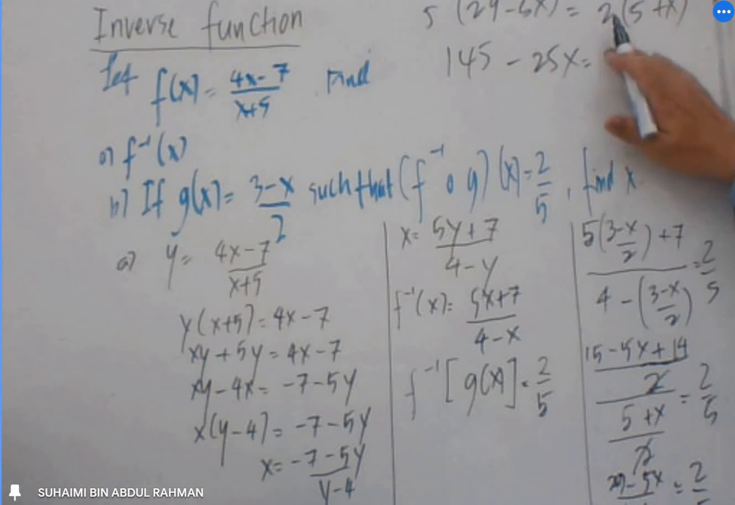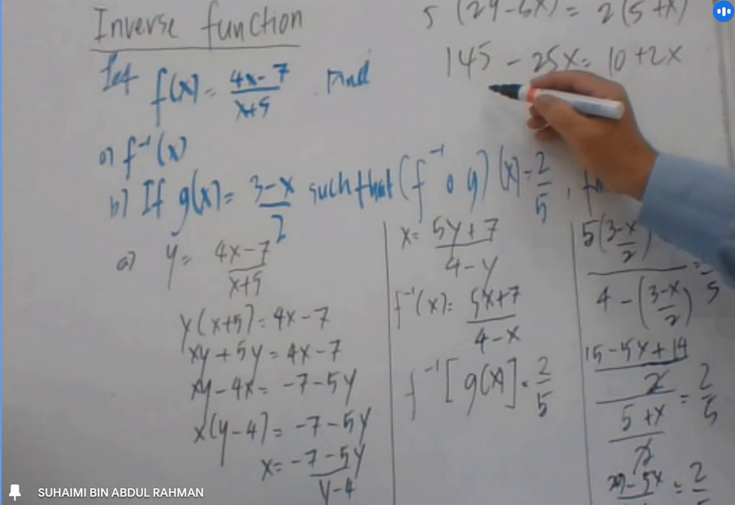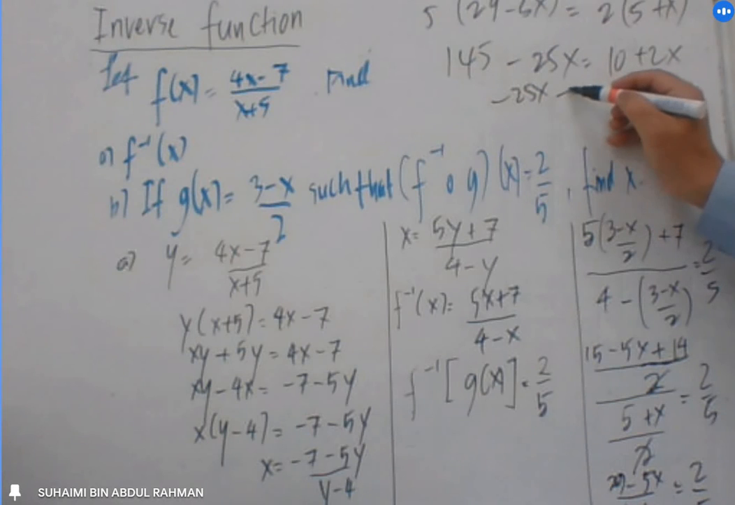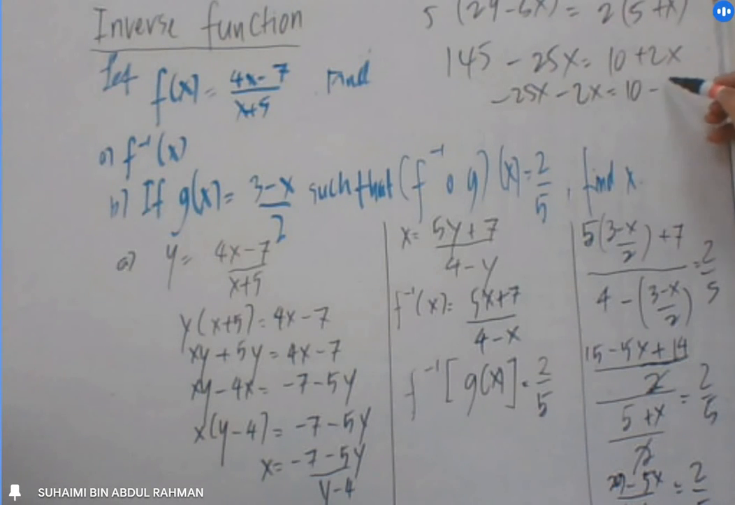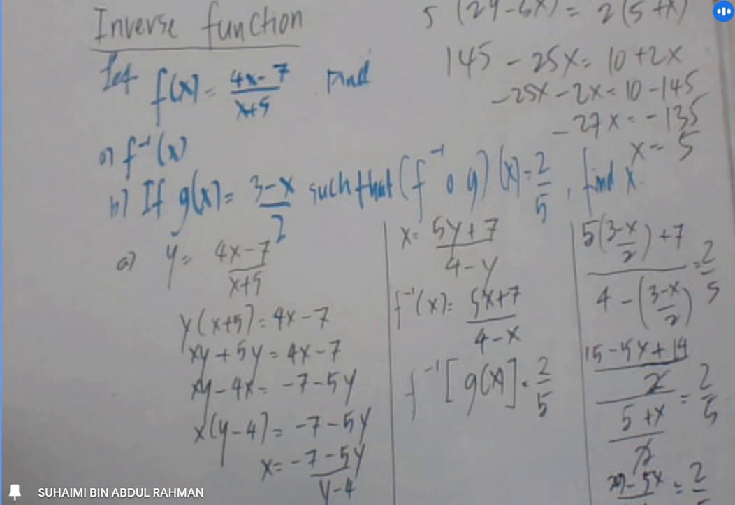Sorry, 10 plus 2x. Then minus 25x minus 2x equal to 10 minus 145, minus 27x equal to minus 135, x the value of 5. So you get the value of x is 5.